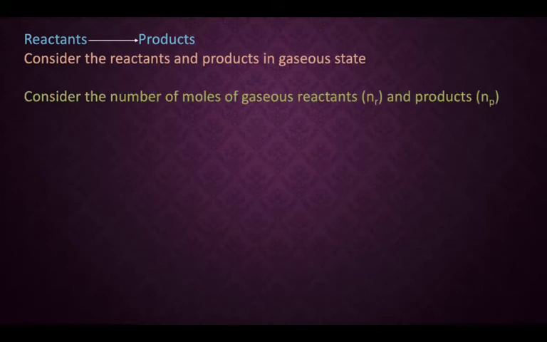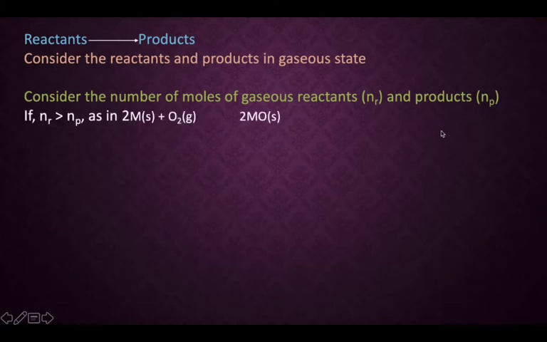Now let me explain the different cases where the number of moles of reactants and the number of moles of products will bring about a change in the value of entropy, which will again bring changes in delta G as well as delta H values. So let us consider the number of moles of gaseous reactants, which I'll take as NR, R for reactants, and the number of moles of gaseous products as NP, P for products. Now let me take a simple reaction.